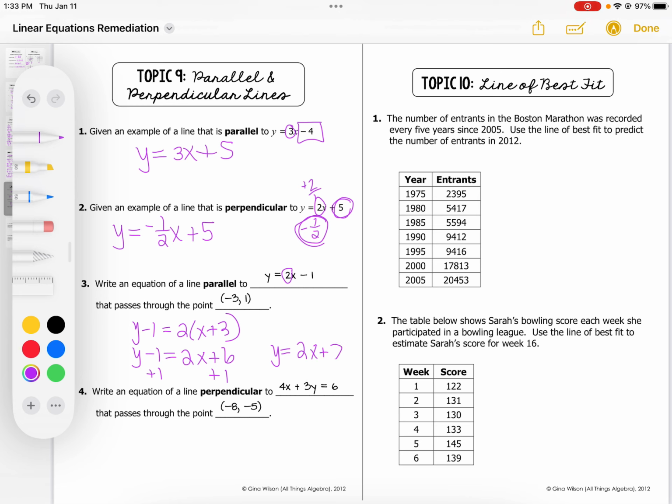Number 4, write an equation that's perpendicular to that line. Well, great. The line that they give us is not in a form that we can see the slope, so we have to solve for y first. First thing you would do is subtract 4x from both sides, and you get 3y equals negative 4x plus 6. Then divide everything by 3. This equation in slope-intercept form is y equals negative 4/3 x plus 2.